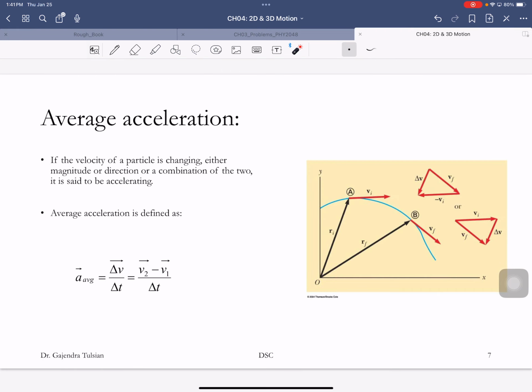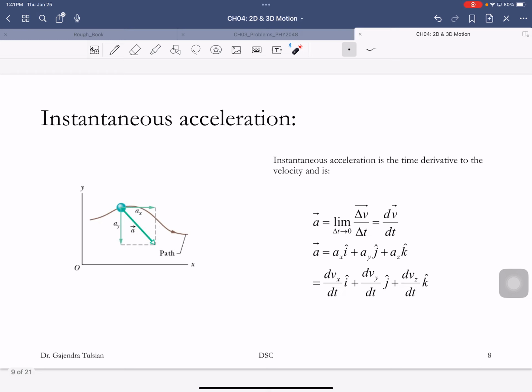Again, we won't calculate average accelerations too many times. So here's the average acceleration, and in the limit delta t going to 0, that's the instantaneous acceleration, and that's dv by dt. So dvx by dt is the x component of the acceleration, dvy by dt is the y component, dvz by dt is the z component. So acceleration turns out to be d square x by dt square plus d square y by dt square. And again, these are all functions of time.